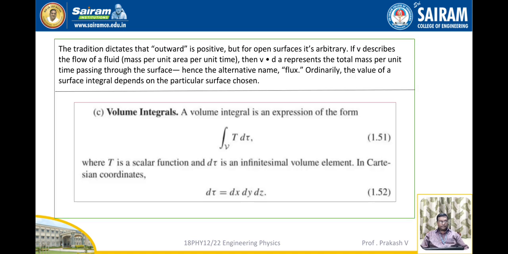Next, I want to explain what volume integrals are. A volume integral is an expression of the form integration T d tau, where T is a scalar function and d tau is an infinitesimal volume element. In Cartesian coordinates, d tau is equal to dx into dy into dz. That is equation 1.52.